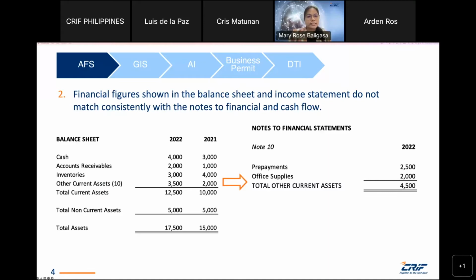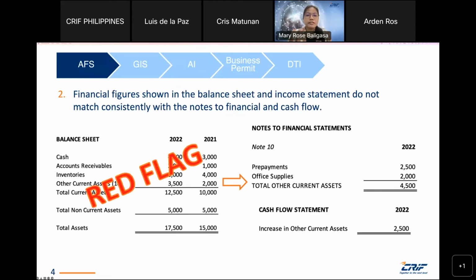For this instance, let's take a look at the other current asset. If you notice, for 2022, we have 3,500 and in 2021, we have 2,000. However, when we check the notes to financial statements, there is a total other current asset amounting to 4,500 and not 3,500. But of course, we don't stop there. We're going to check the cash flow statement. In the cash flow statement, there is an increase in other current asset.